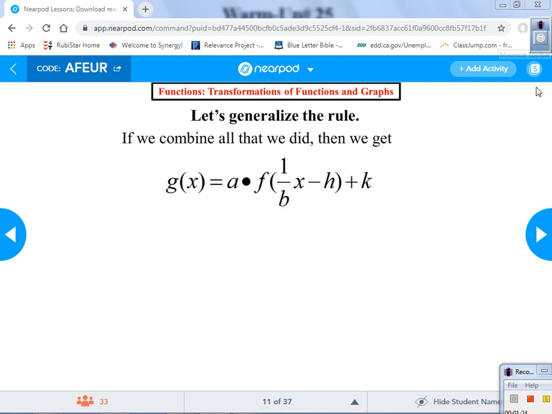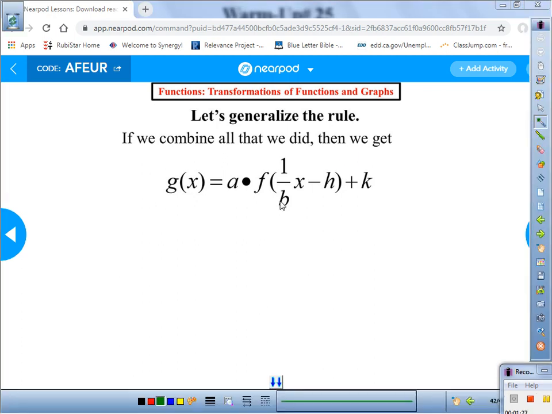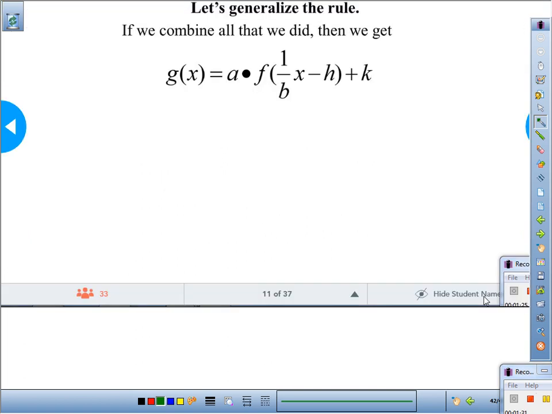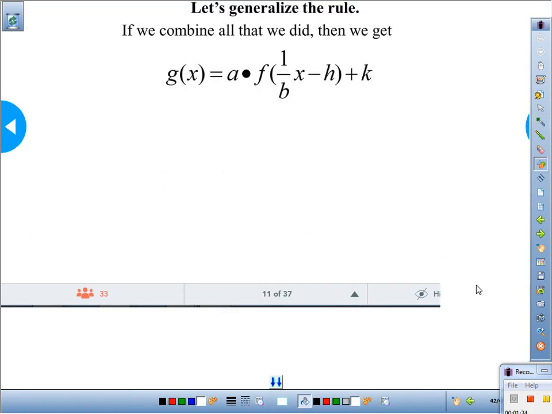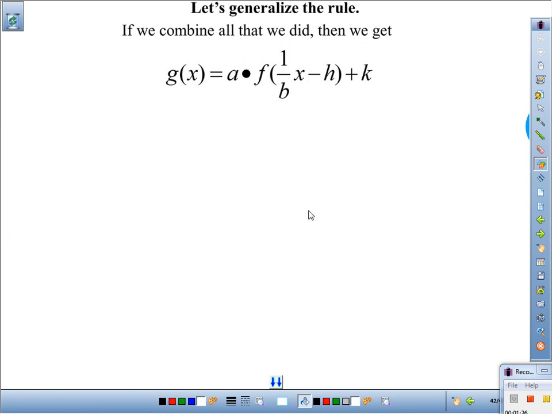So once again, I'm going to go over every piece of the formula one more time in case you did not write it down. Here it goes again. I'm going to go a little quick, but bear with me. Here we go. So we are given the general formula g of x equals a times f of 1 over b times x minus h, plus k. We have 4 different transformations here. We have a, b, h, and k.